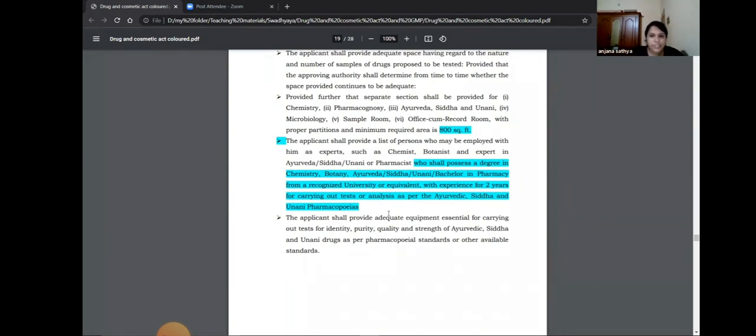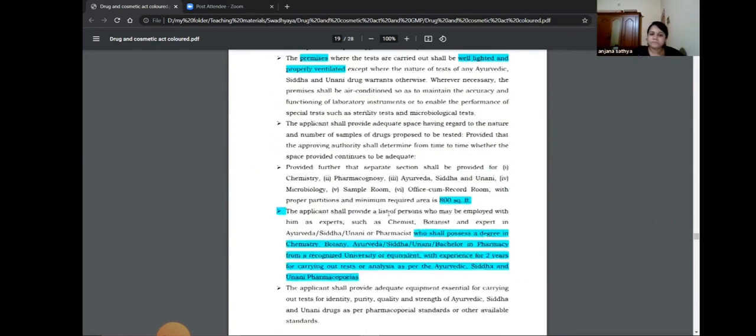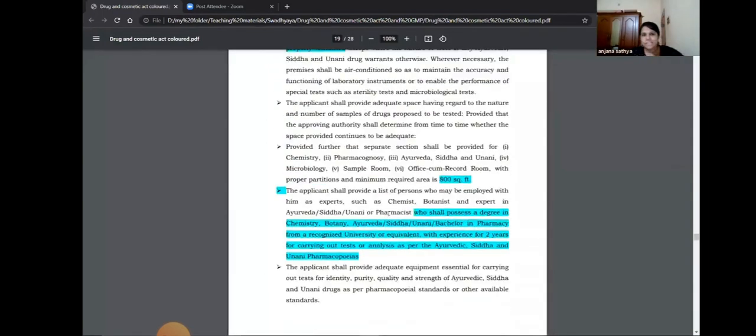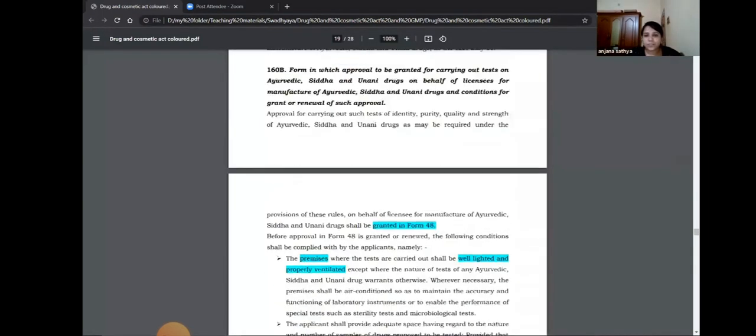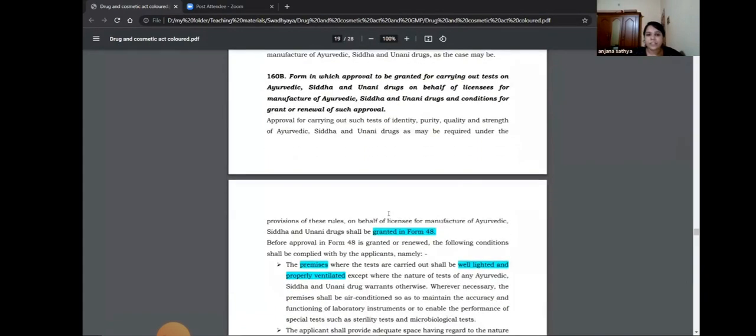So experts such as a chemist, botanist, or expert in Ayurveda, Siddha, Unani, or a pharmacist who shall possess a degree in chemistry, botany, Ayurveda, or a bachelor in pharmacy from a recognized university or equivalent, with experience of 2 years for carrying out the tests. So there should be a person with a degree in chemistry, botany, or Ayurveda with the experience of 2 years in conducting the tests. Okay, so these are the important aspects regarding the quality control section.